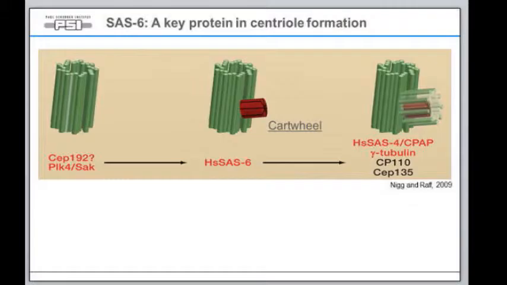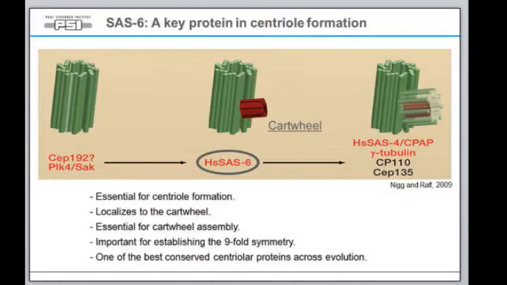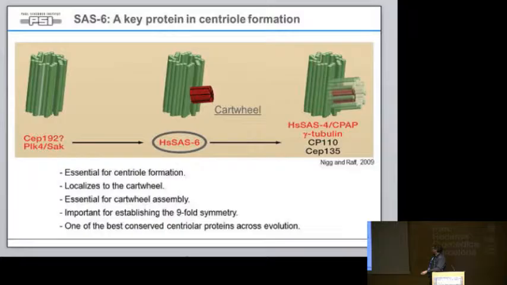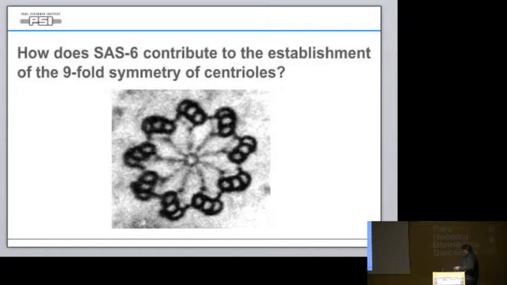We got interested in the protein SAS-6 because, as I just mentioned, it is an essential protein for centriole formation. It localizes to the cartwheel, and it was proposed to determine the nine-fold symmetry of the cartwheel. Based on this scaffolding model, it might therefore be important for determining the nine-fold symmetry of the centriole per se. Moreover, it's one of the best conserved centriole proteins across evolution, hinting that its function is really important. The question we set out to address in this project is: how does SAS-6 contribute to the establishment of this nine-fold symmetry of centrioles?